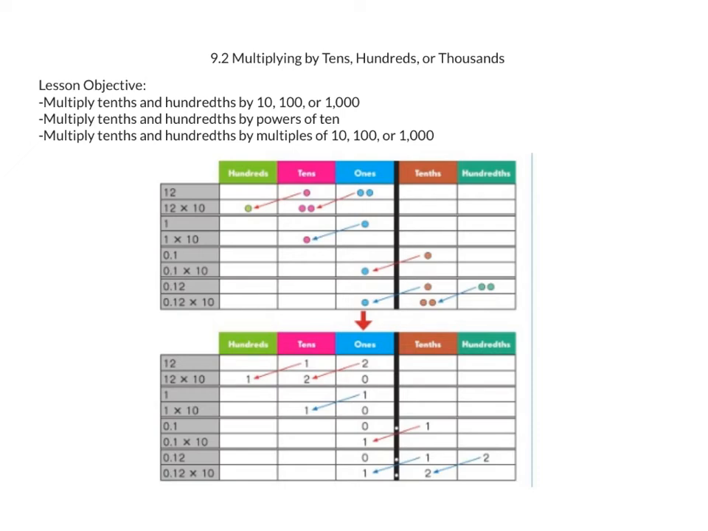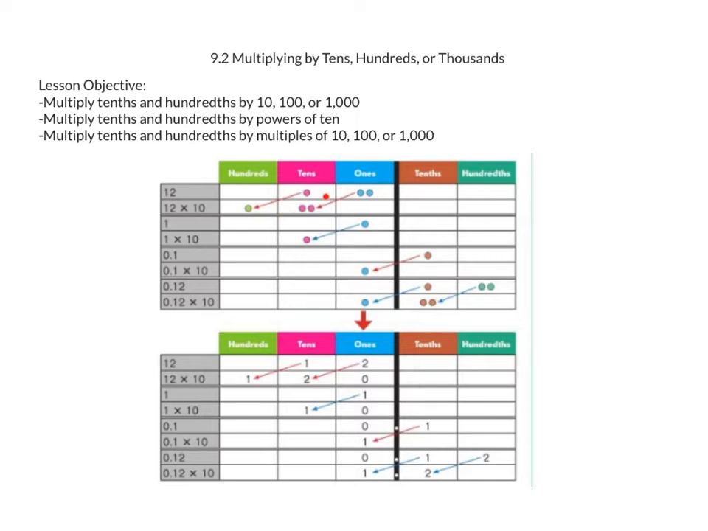In this video, we're going to be taking a look at 9.2, multiplying by tens, hundreds, or thousands. We're going to start by looking at this place value chart to look at some patterns that help us visualize what happens whenever we multiply a number by 10. First, we see 12 times 10.